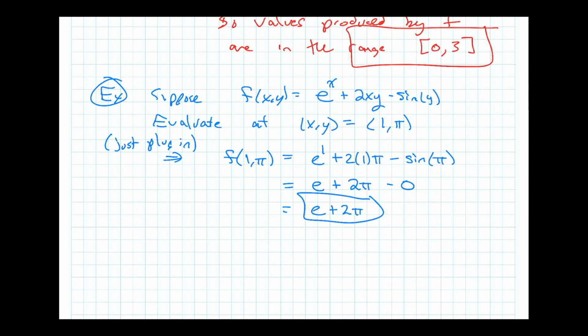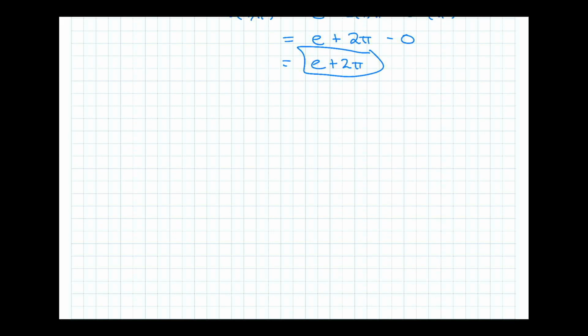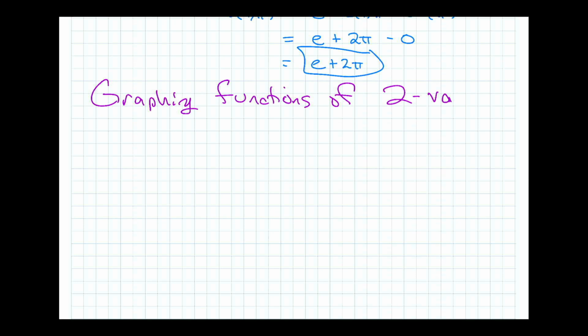You can talk about the domain and range, which we already have, and we should be able to figure out how to graph these kinds of functions. So the main method to do this is what we call level surfaces. Let me just say we're going to be graphing these functions now. So this is 2 variables in particular.